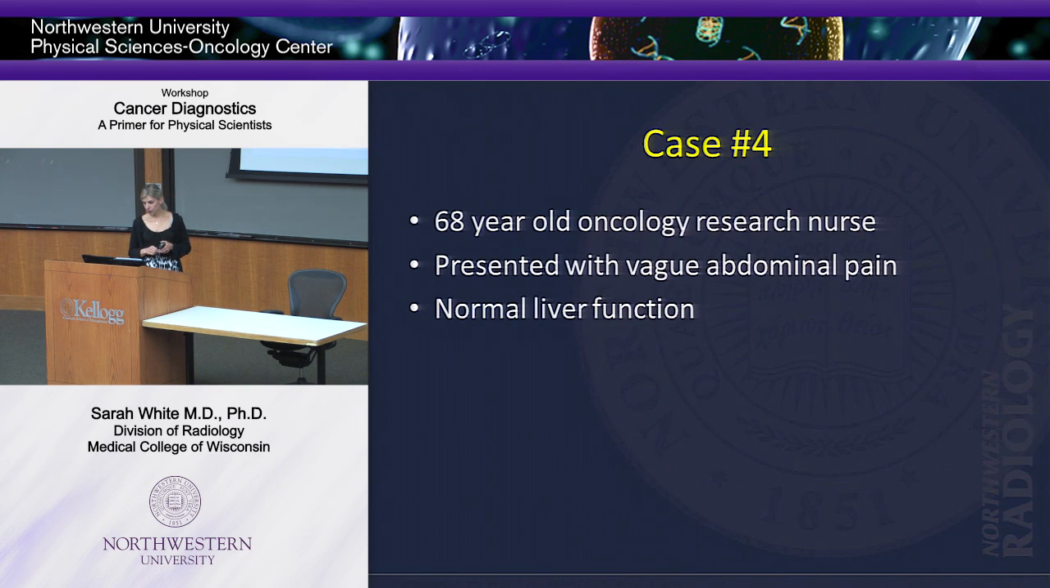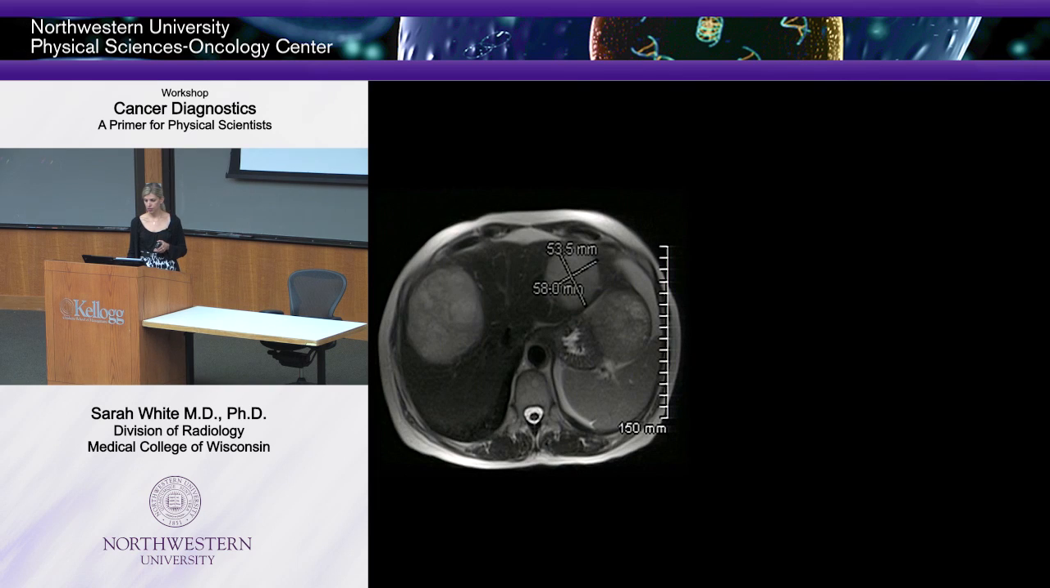Okay, last case we're going to go through, a 68-year-old oncology nurse. She presented with vague abdominal pain, and she had normal liver functions. So this is an MRI. Anyone see anything abnormal that's maybe measured? So she has these huge lesions. Do you see these? Huge, huge, huge lesions.